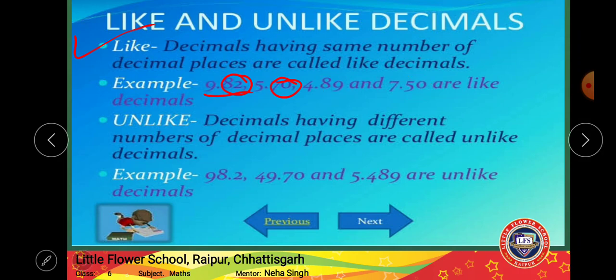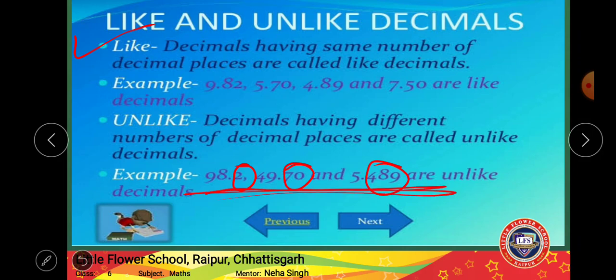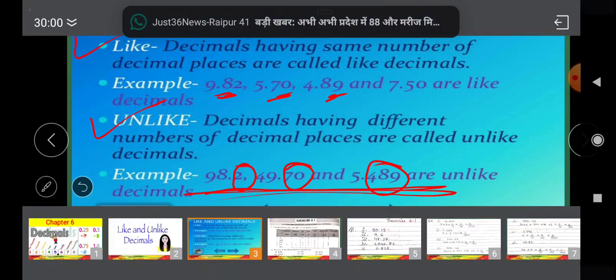Now the second type is unlike decimals. Unlike decimals means they do not have the same number of decimal places. Suppose see here, after the decimal there is 1 digit. Here it is 2 digits after the decimal, here it is 3 digits after the decimal, right? So these are unlike decimals because the number of digits in the decimal places is not the same, right? So this was the definition. Unlike and like decimals, they are simple. You just need to see the decimal places or the digits after the decimal point, okay?